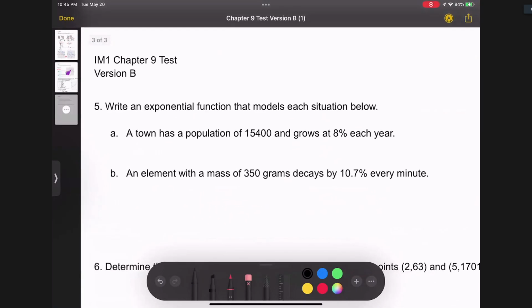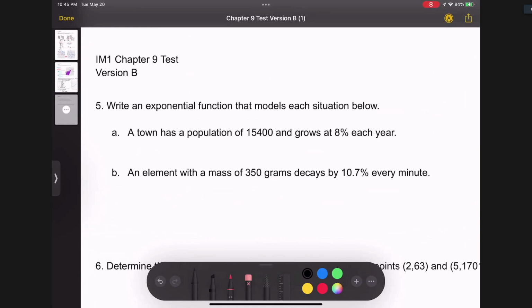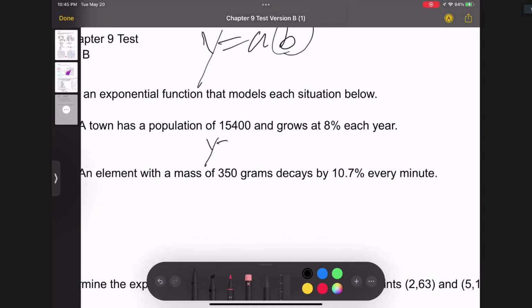And for writing the exponentials, you need to make sure that you have the actual equation in exponential function form. You need to make sure that you have it in this form. Please do not write a linear equation. I saw that happen. So again, we're going to have our starting value, 15,400 times, and you're talking about growth right here because it says it grows 8% each year. I should not include that 8%, but it's okay. We got 1.08 to the power of x.